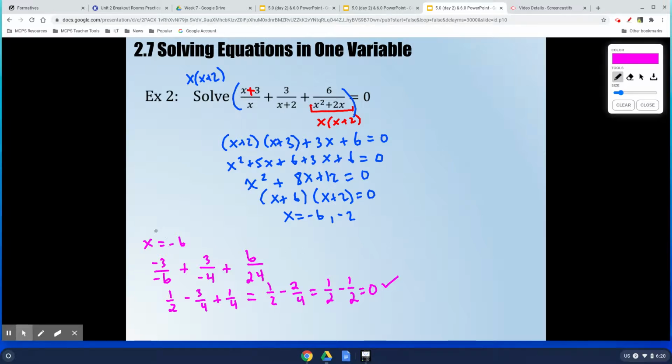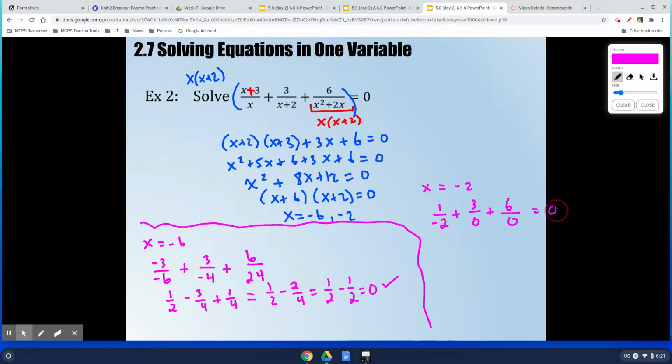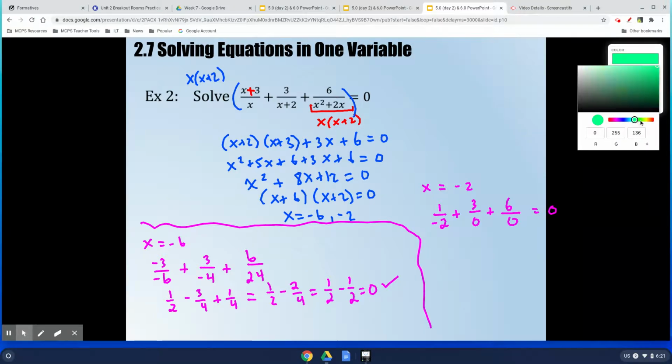I'm checking for a reason, and maybe you recognize why I'm checking already. Let's check what happens when x is -2. I get -2 plus 3 is 1 over -2, plus 3 over 0, plus 6 over 4 minus 4, which is 0, equals 0. Wait a minute. What just happened? Is that allowed? Is that okay?